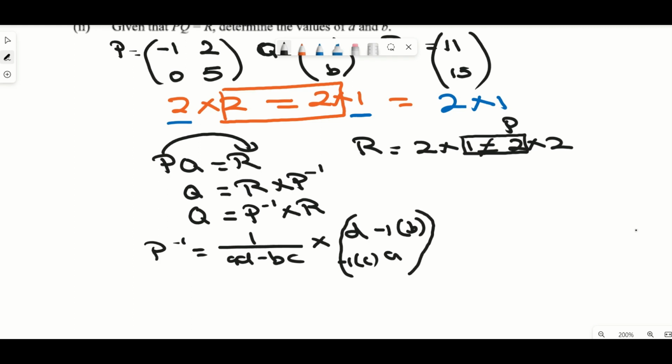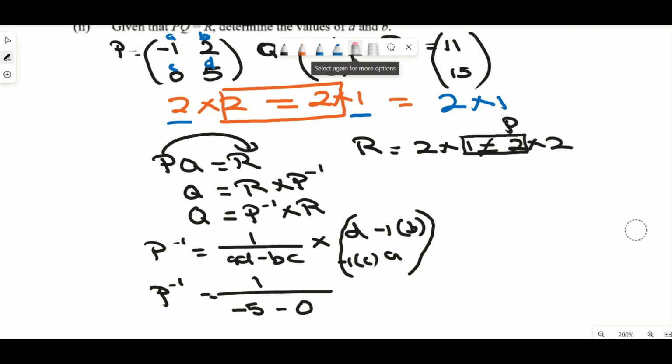Now, we already did this above, but let's put this. This is A, this is B, this is C, this is D, right? So we will just put it in the formula. P inverse is equal to 1 over A times D, which is minus 5, right? Minus 1 times 5 is minus 5. Minus B times C, we already see one of them is 0, so you just put minus 0, right? We leave that as is.